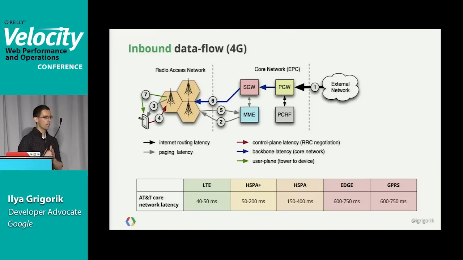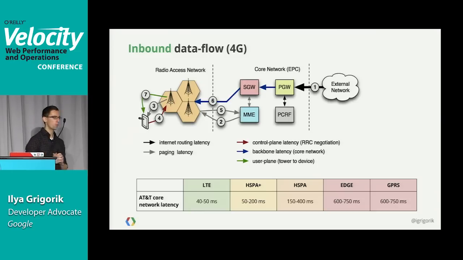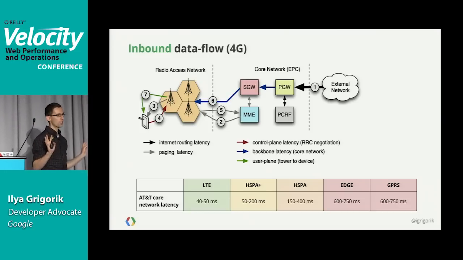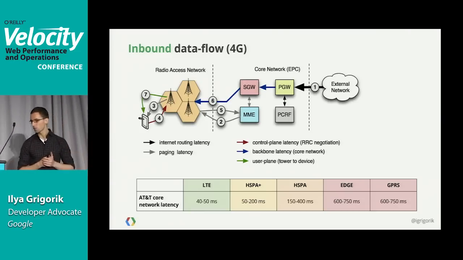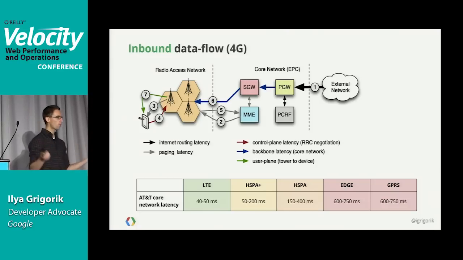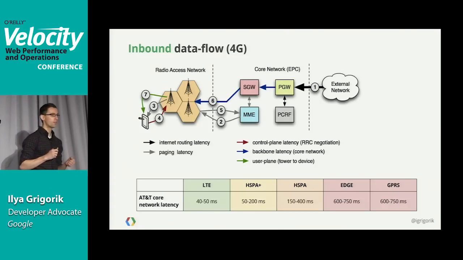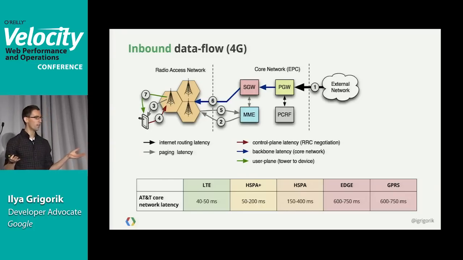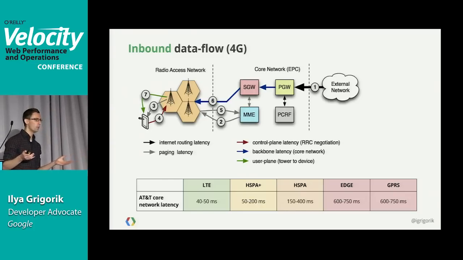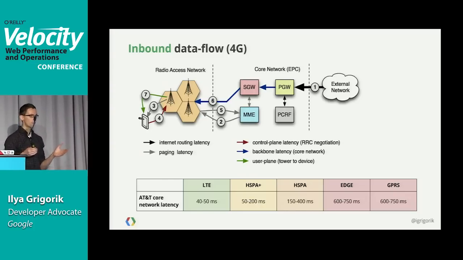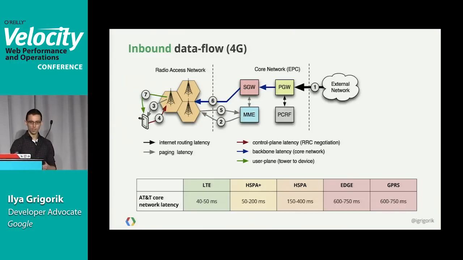An external packet arrives from the external network. It goes to the packet gateway. Packet gateway terminates the connection, says, great, I'm going to shuttle it to the serving gateway. The serving gateway gets the packet. It has no idea where you are on the network. It kind of knows that you're maybe in the Bay Area region, right? So first of all, it talks to the MME here.